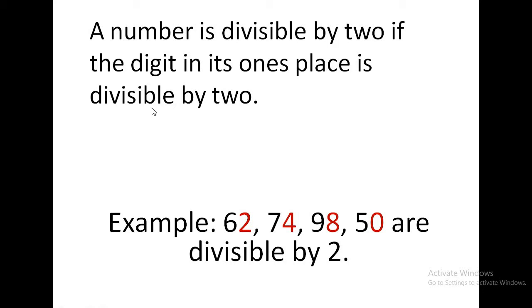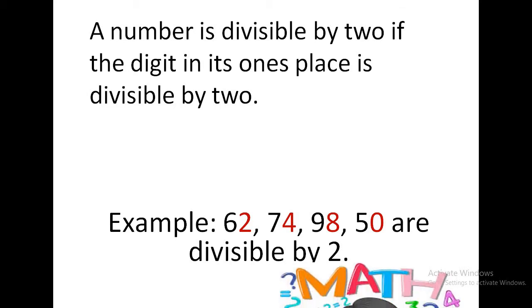So what is the test of divisibility of number 2? A number is divisible by 2 only if the digit in the ones place is divisible by 2. So 2 is divisible by 2, 4 is divisible by 2, 8 is divisible by 2 and 0 is also divisible by 2. Hence, all these numbers 62, 74, 98 and 50 are also divisible by 2.